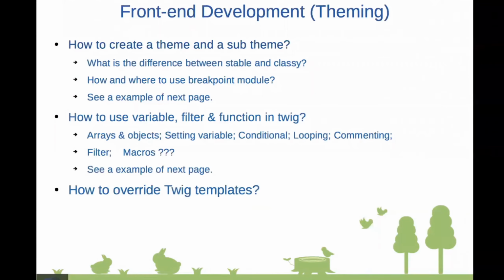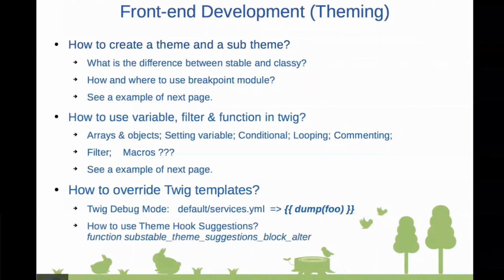How to override a Twig template means use your own template. It's very simple. Go to the services YAML file to turn on debugging. Then you can use dump, whatever, in the code. It also will give you theme suggestions. When you view source code on the page, you get a list of suggestions about the templates, so you can create your custom template there.